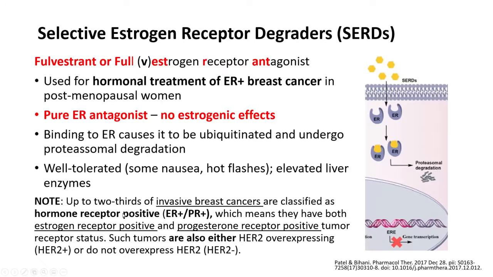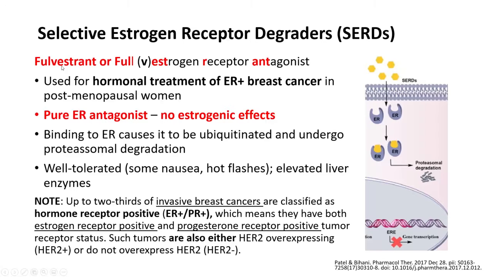And here I'll make a note, which you can see down here, to remind you about your pathology lectures: up to two-thirds of invasive breast cancers are classified as hormone receptor positive, or ER plus, PR plus, which means that they have estrogen receptor positive and progesterone receptor positive tumors. They are also classified according to the expression of HER2, and then they can be either HER2 plus or HER2 minus if they do not express that gene.